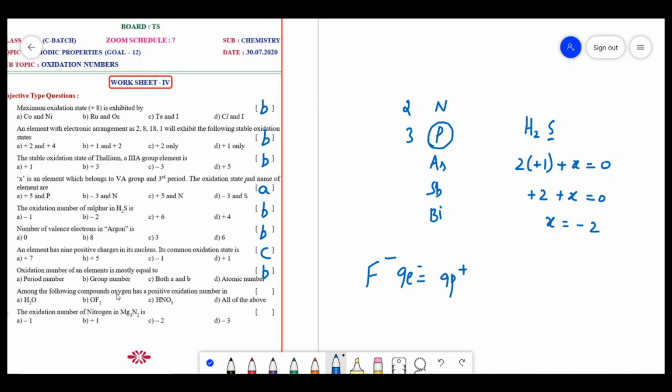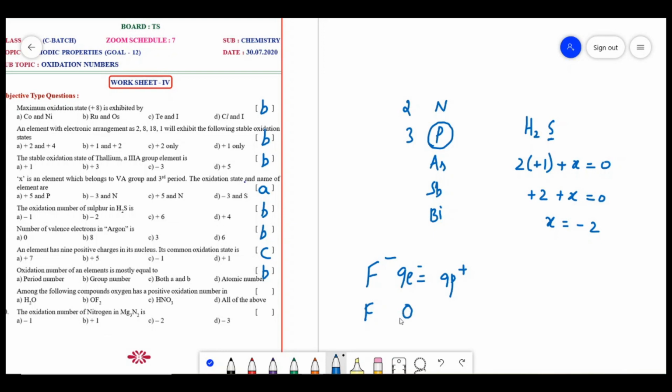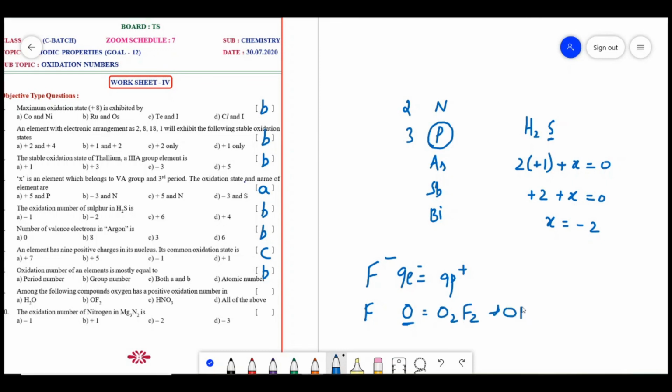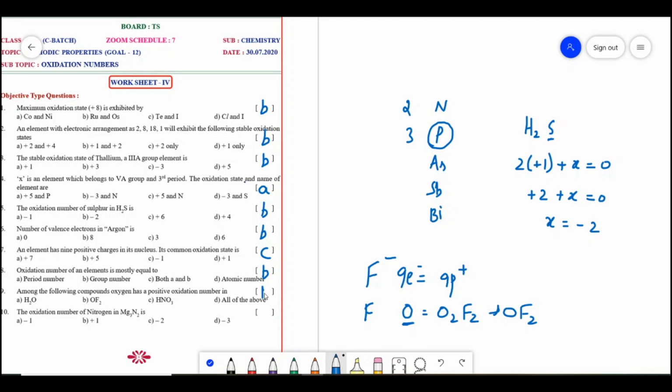Among the following compounds, in which does oxygen have a positive oxidation state? Fluorine is the most electronegative element, and after fluorine, oxygen is the second most electronegative element. So oxygen will show a positive oxidation state only in O2F2 and OF2. Except these two examples, in all other cases oxygen will have a negative oxidation state. So the answer is OF2. If O2F2 is given in the options, that is also right. So the answer is B.